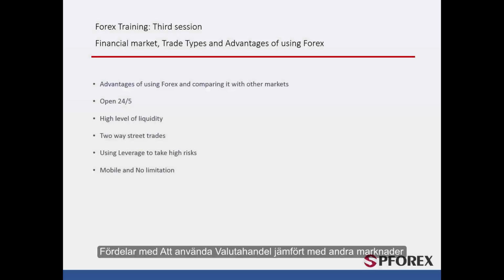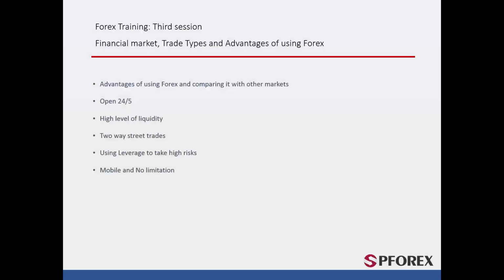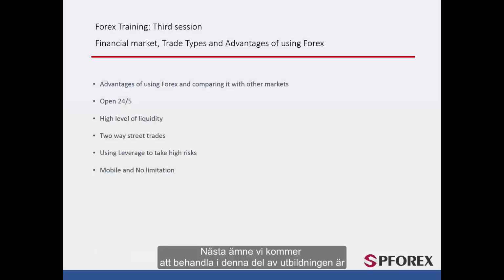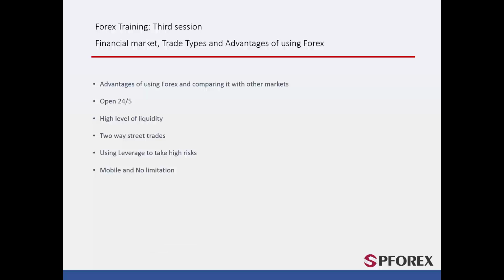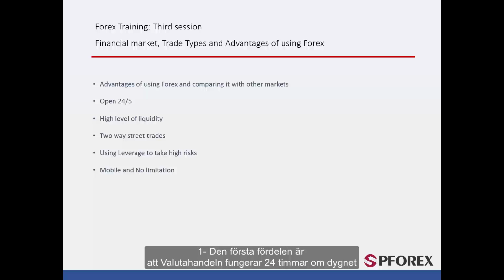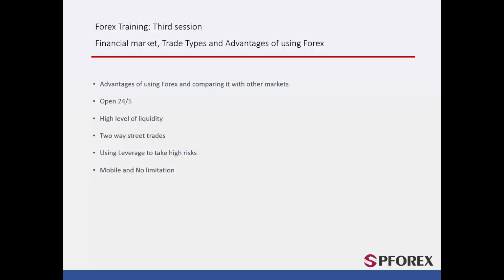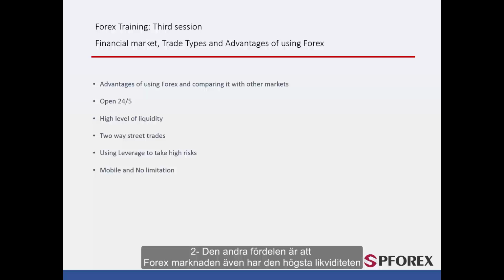Advantages of using Forex in comparison to other markets. The next thing that we will talk about in this session are the benefits of using the Forex trading market. The first benefit is that Forex is operational 24 hours a day. Since Forex is a global market, trading is continuous as long as there is a market open somewhere in the world. It is an interbank network which works day and night, meaning any party can make their trade at any time.